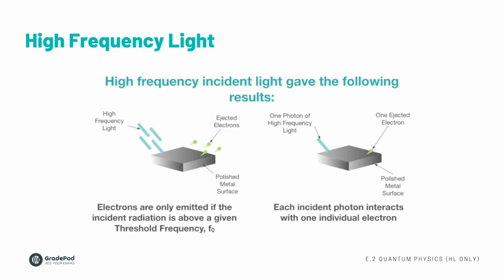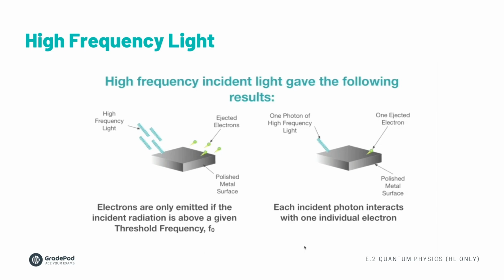When you use high-frequency incident light, so light like ultraviolet, X-ray, gamma, and so on, even blue light, it's higher frequency than red, it gives the following results. The first result we'll look at on the left-hand side is that electrons are only emitted if the incident radiation is above a given threshold frequency, and that's f0. So that's the first thing that comes out of experimenting with the photoelectric effect.